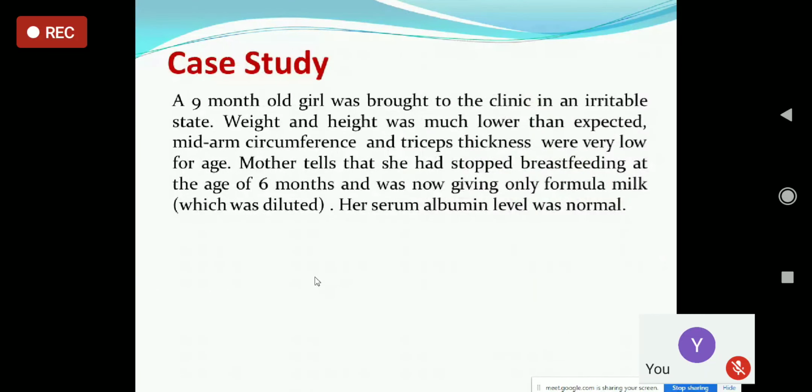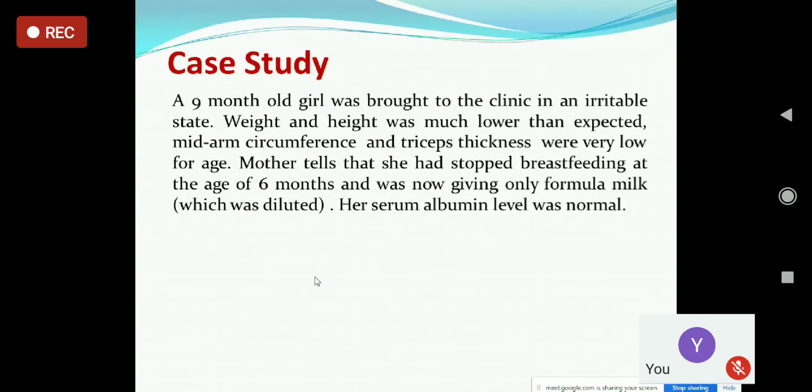Now please go through this case study. A 9-month-old girl was brought to the clinic in an irritable state. Weight and height was much lower than expected. Mid-arm circumference and triceps thickness were very low for age. There is wasting. Arms are thinner than what should be. Mother tells that she had stopped breastfeeding at the age of 6 months and was now only giving formula milk.